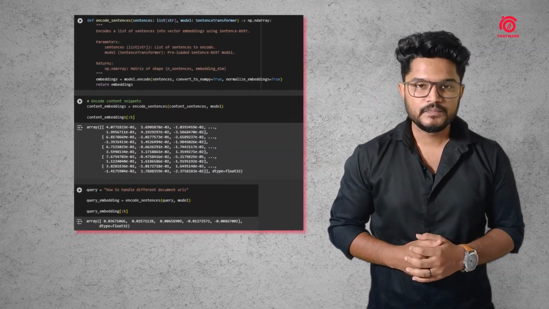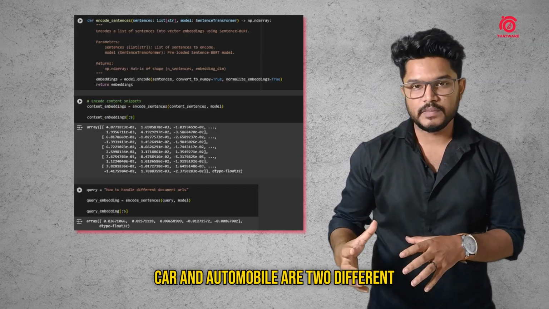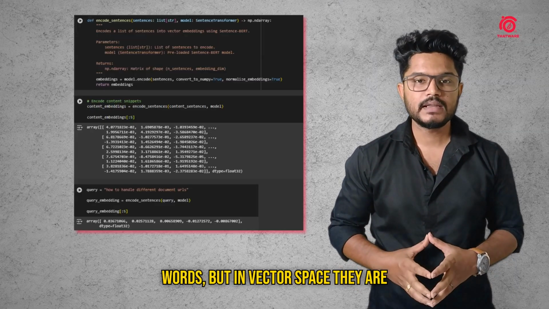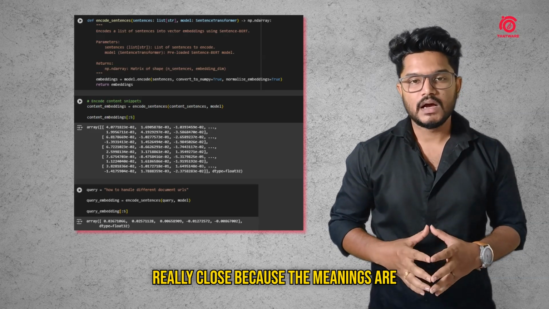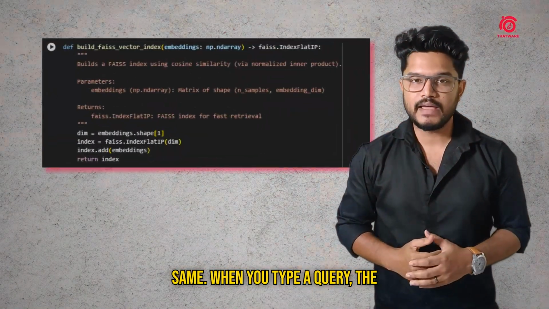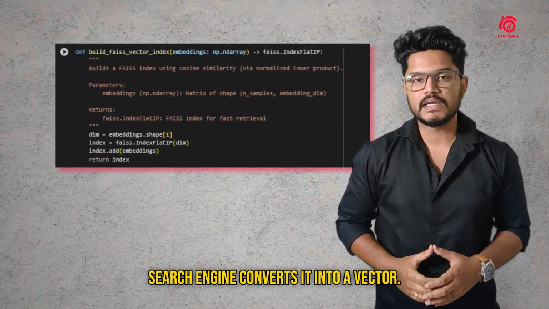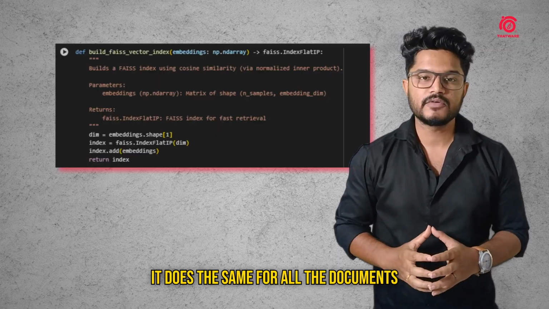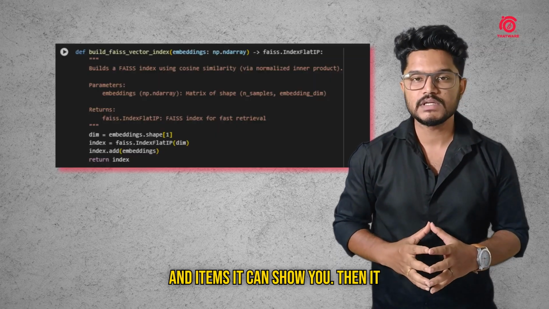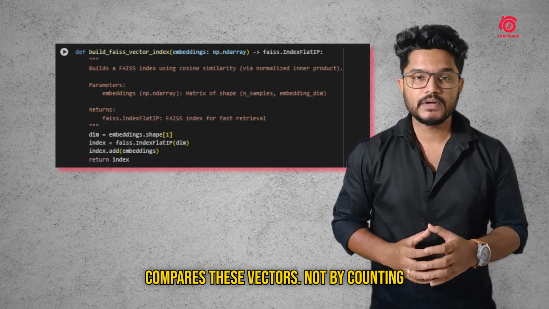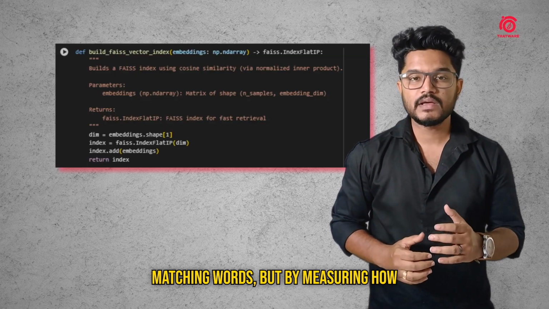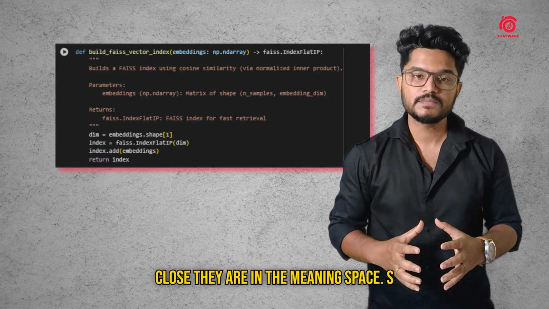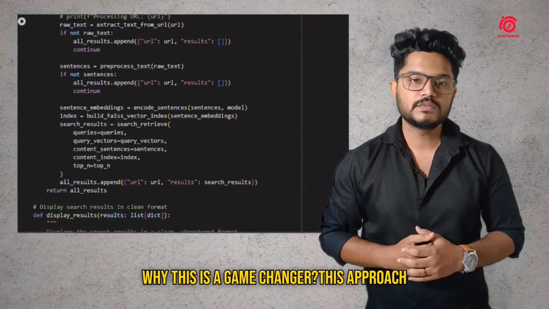For example, car and automobile are two different words, but in vector space they are really close because the meanings are the same. When you type a query, the search engine converts it into a vector. It does the same for all the documents and items it can show you. Then it compares these vectors not by counting matching words, but by measuring how close they are in the meaning space.